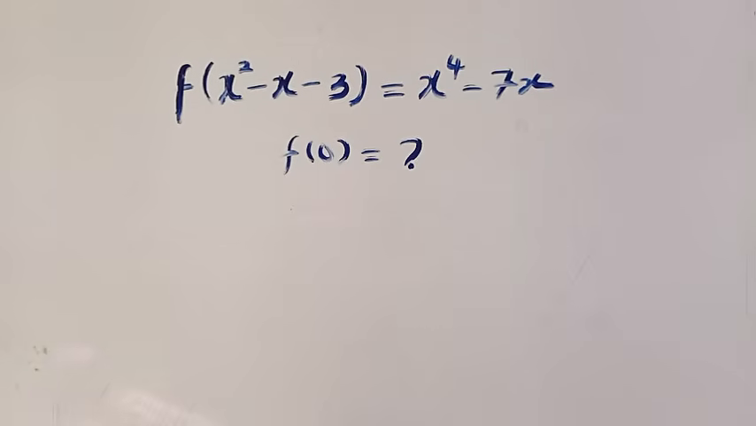Have you solved a kind of functional equation problem like this? We are given f of x squared minus x minus 3 equals x to the power of 4 minus 7x, and we want to find f of 0. You can pause this video, give it a try, and drop the answer in the comment box. Then I'll be solving this problem step by step.